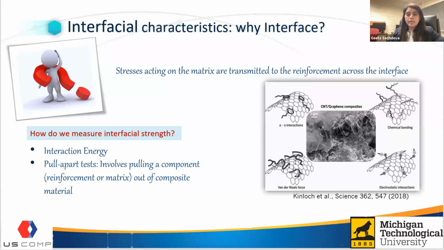Kinloch et al. studied this and found that interaction at the surface can be of various types, as shown in the figure. To find those interaction properties or strength, we have chosen 2 ways here. First is the interaction energy between the monomer and graphene, and another is the pull apart test, which is again related to the mechanical response of the monomer graphene system.